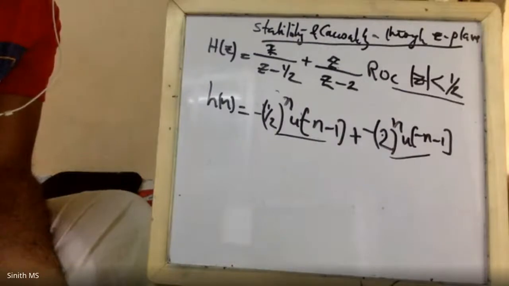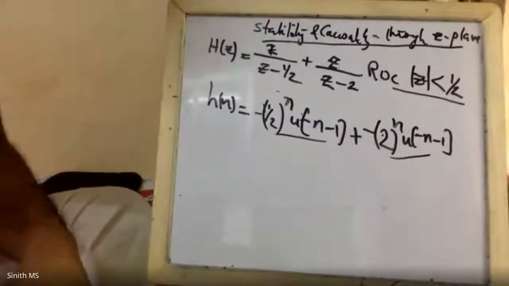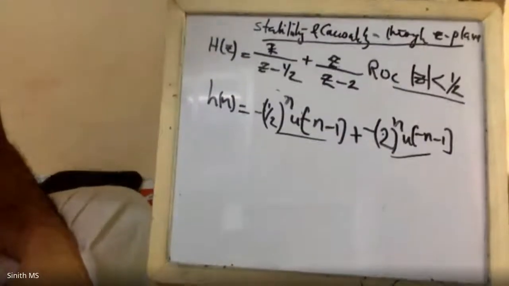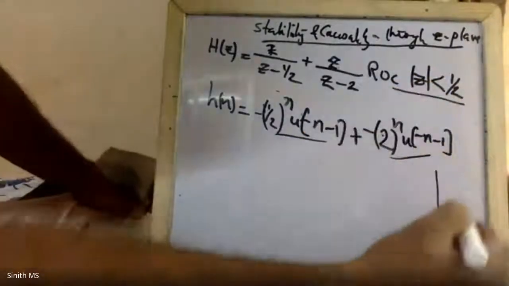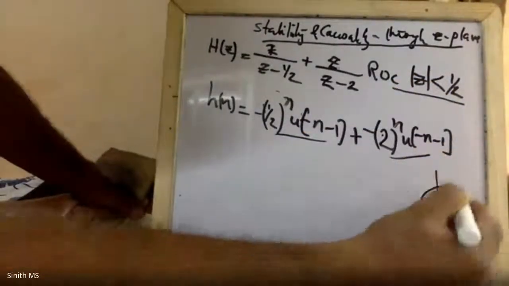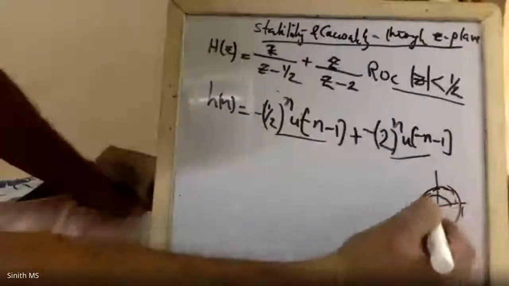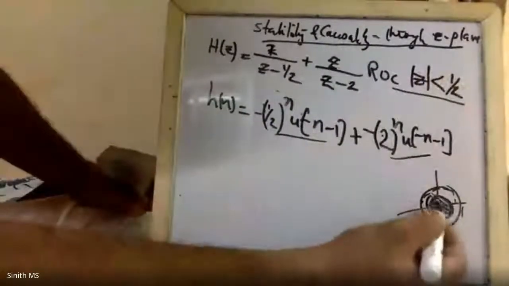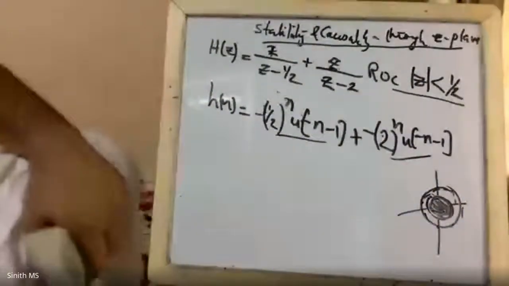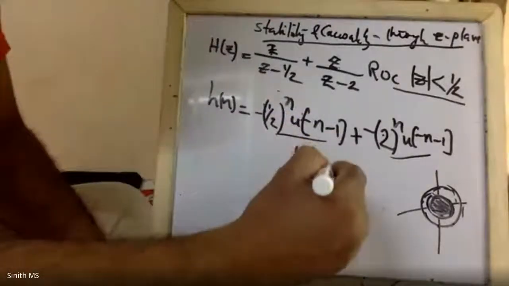Okay, Amal is telling that it is unstable. Very good. Amal, why is it unstable? It is unstable because |z| less than half is that portion. If this is the |z| equal to 1 circle, |z| equal to half is somewhere here. |z| less than half means it contains this portion, which doesn't contain the unit circle. So the unit circle is not included, so this is unstable.